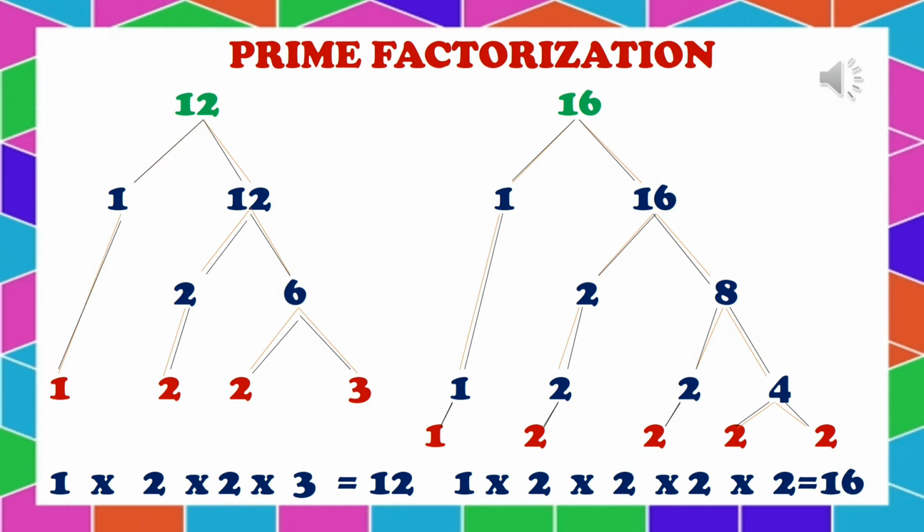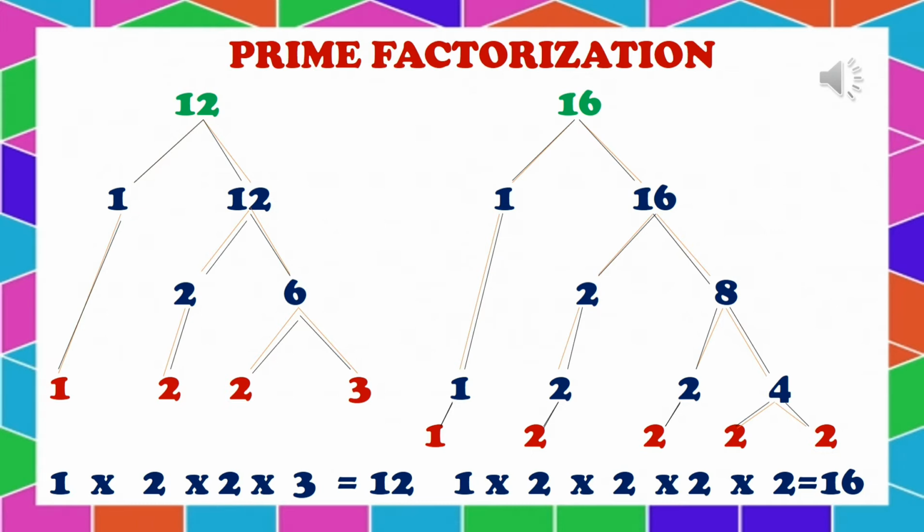If we multiply these prime factors, we have 1 times 2 equals 2, times 2 we have 4, times 3 we have 12. So multiplying the prime factors of a particular number, in this case 12, will also give us 12. This is how prime factorization is derived. This is called the factorization tree.